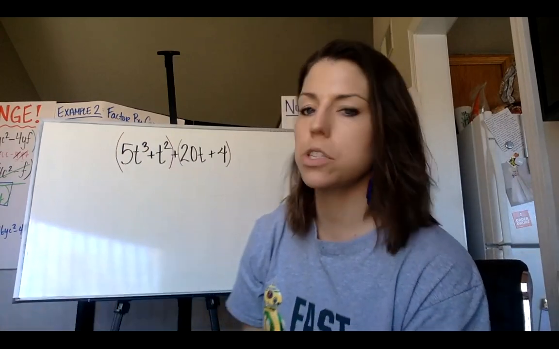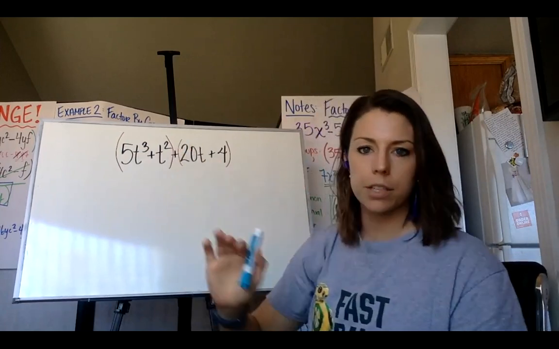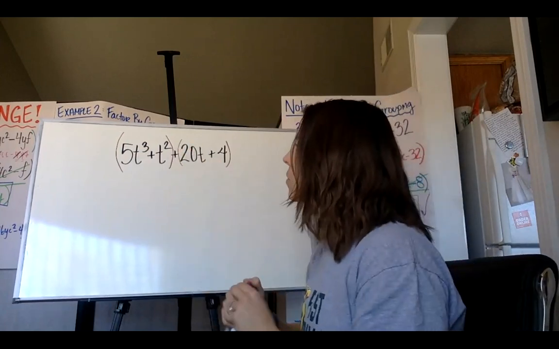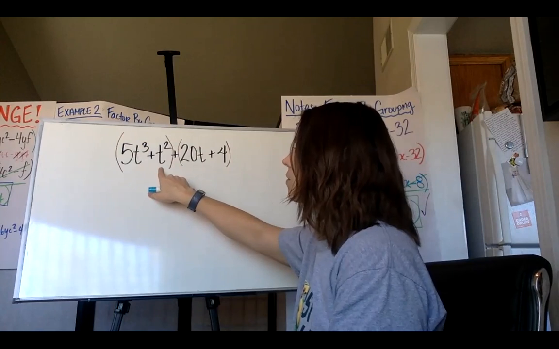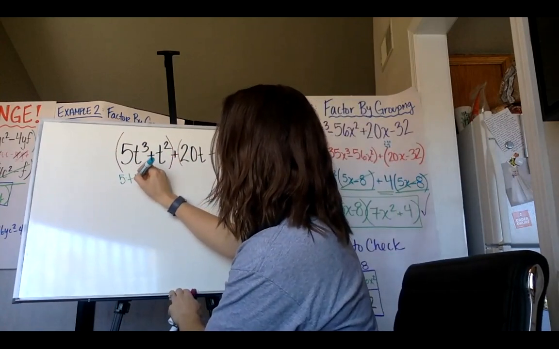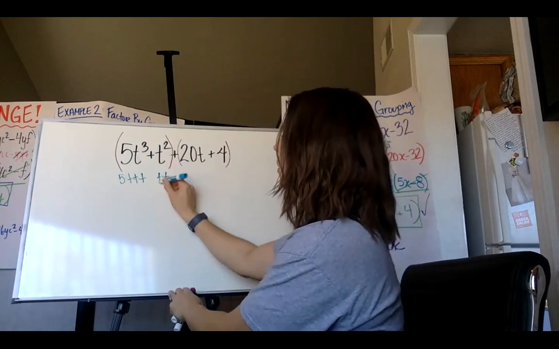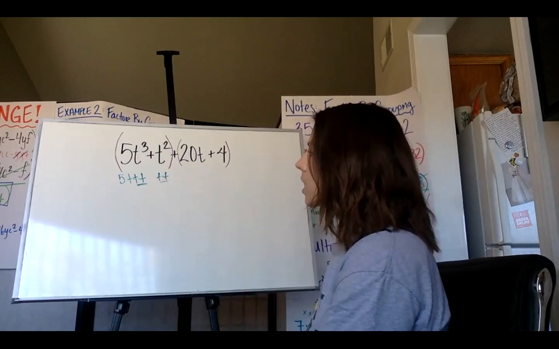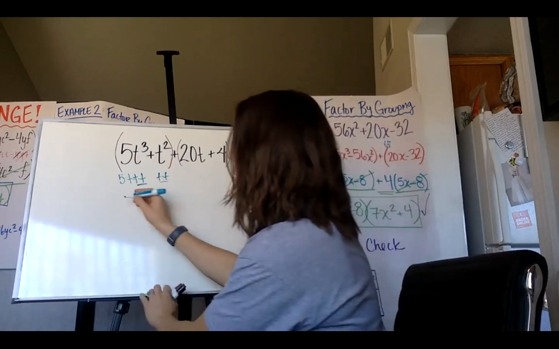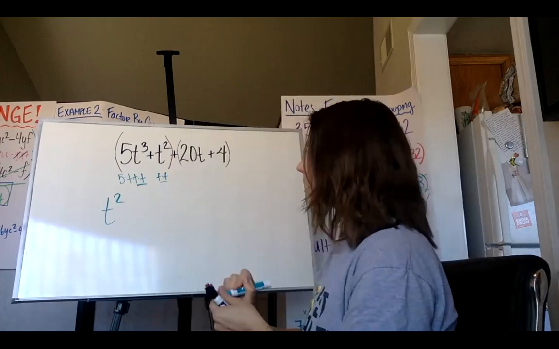Step 2, factor out the GCFs. So I see a 5 and a 1, so I know I'm not going to factor out a number here, but they both have t's. In fact, this is 5 times t times t times t, and this is just t times t. So I notice they both have t times t in common. T times t is t squared, so I'm factoring out t squared.